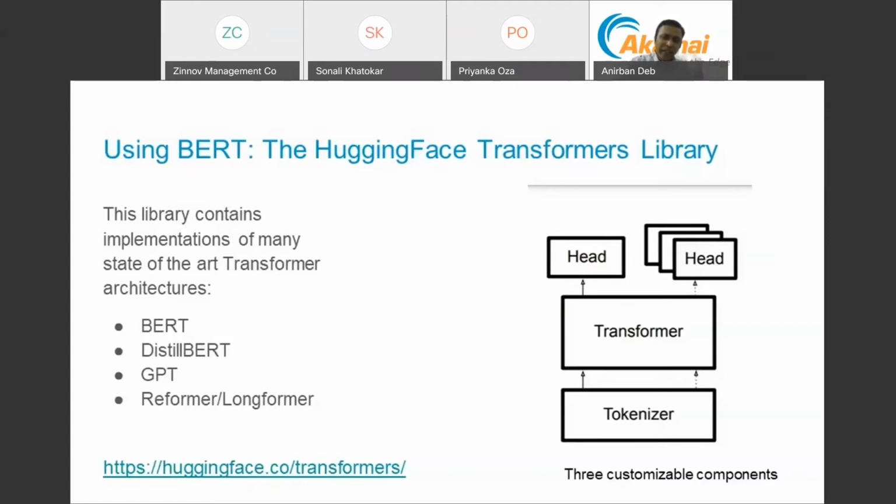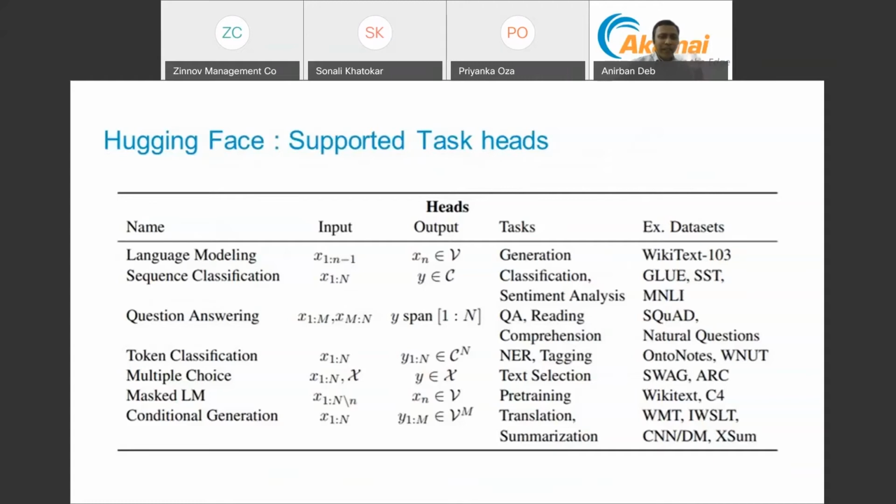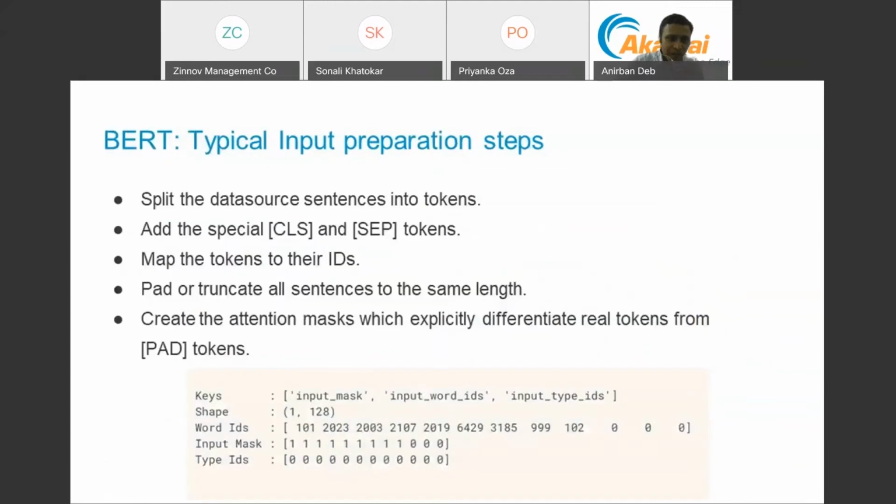Here the three main classes are a tokenizer, a transformer, and the heads. Now don't confuse these heads with the heads in the attention model. These heads are about the task you want to do, such as classification, summarization, or next word prediction, which is called language modeling. So you could do language modeling, given x n minus 1 up to that, give me the next word, and sequence classification, and question answering. Given an input, such as a question and the passage, all these tasks are available.